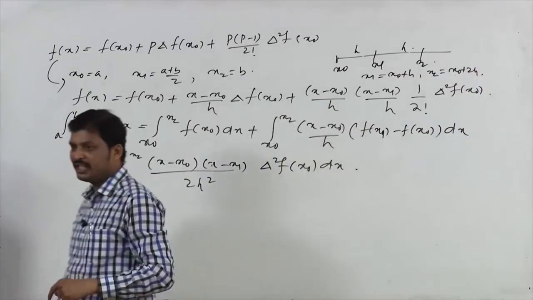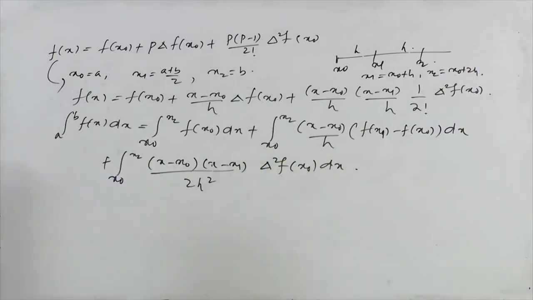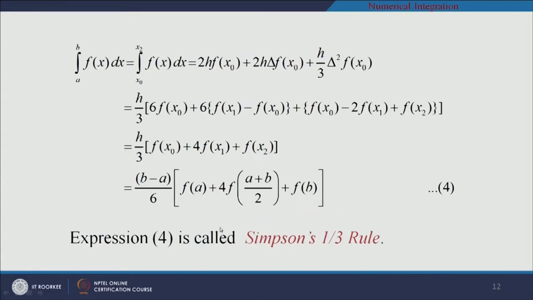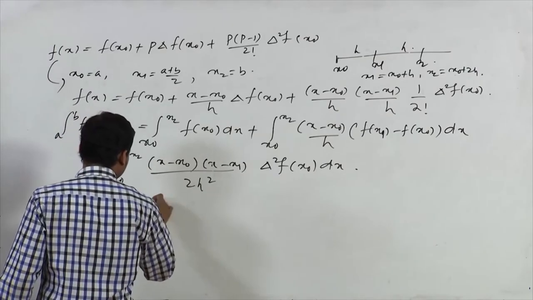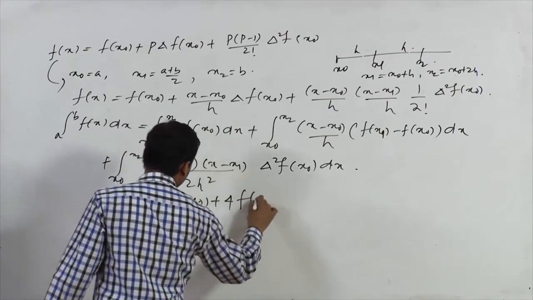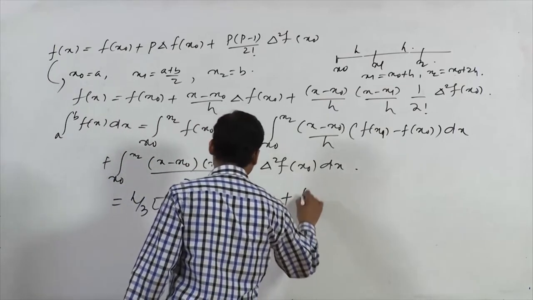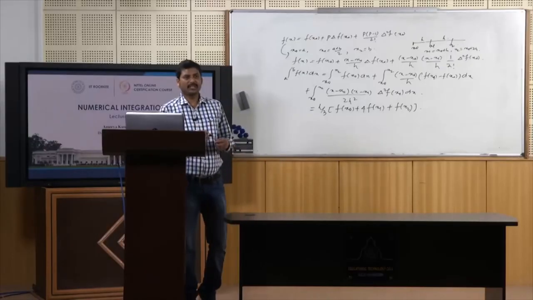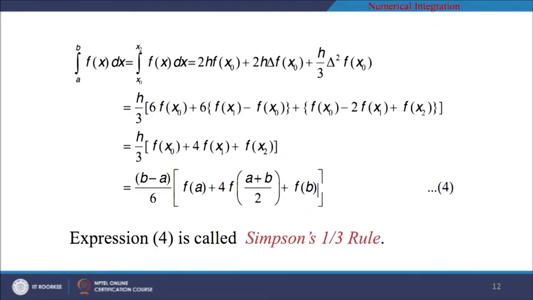So, if you integrate and put all these values that we have derived here, that is x 2 equals x 0 plus 2 h and x 1 equals x 0 plus h, we can obtain h by 3 times f of x 0 plus 4 f of x 1 plus f of x 2. So, just with simplification, you can obtain this formula.